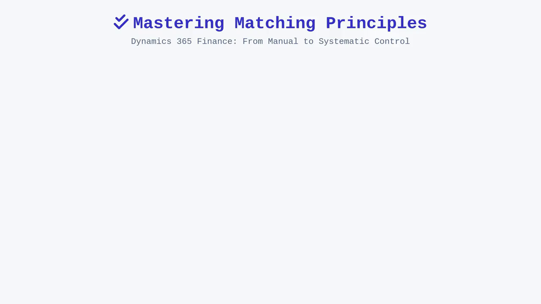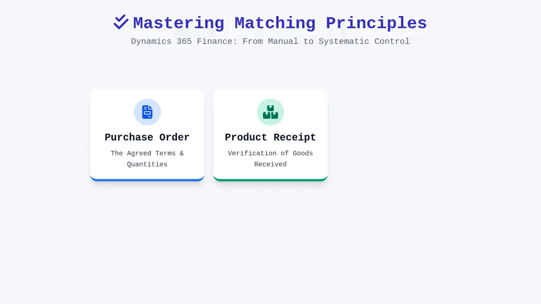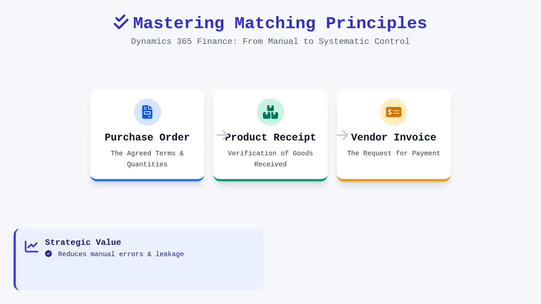Ultimately, mastering these matching principles is about understanding the transition from manual, error-prone verification to a systematic, rule-based approach. By automating the comparison of purchase orders, product receipts, and vendor invoices, Dynamics 365 Finance provides the necessary visibility into the procurement lifecycle. It allows the financial organization to maintain control over cash outflows while ensuring that vendors are paid promptly when their billings match the agreed-upon terms.